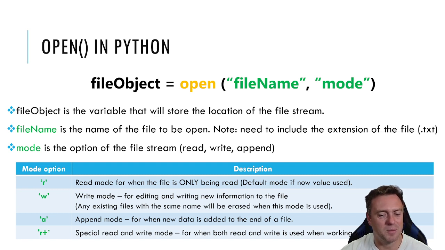And then A is append mode, where new data is added to the end of the file. You can then also do R+, which is a special read and write mode, where both read and write can be used on a file at the same time.